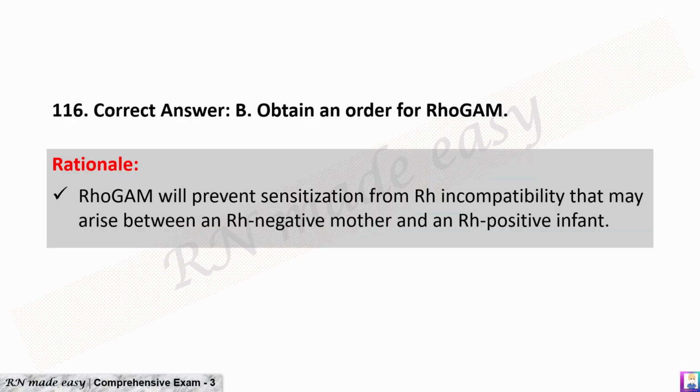The correct answer, B. Obtain an order for RhoGAM. Rationale. RhoGAM will prevent sensitization from Rh incompatibility that may arise between an Rh negative mother and an Rh positive infant.